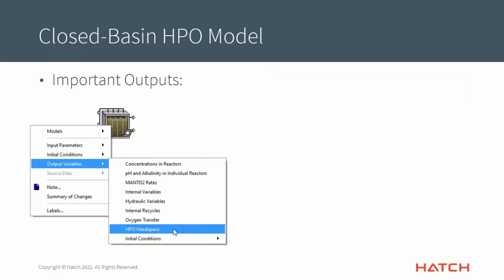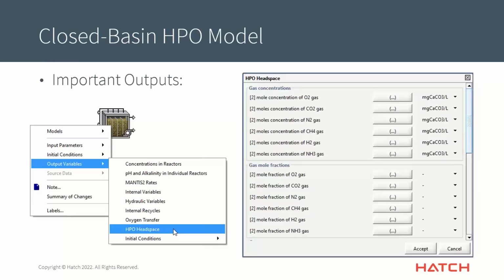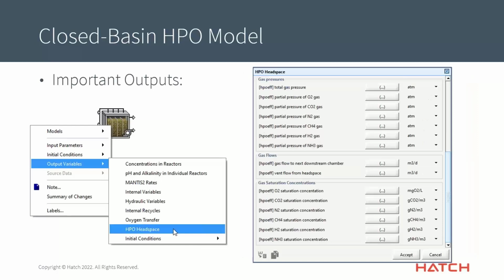Now, the other menu that is unique to this particular unit is the HPO headspace. So this is where you would find information that I would like to plot on graphs about the headspace concentration. So you can get it in a couple of different formats here, partial pressures, mole fractions, and so on, and some other flow rates, and also your saturation concentrations for the liquids in each one of the reactors as well, if you want to go into looking at that in detail.